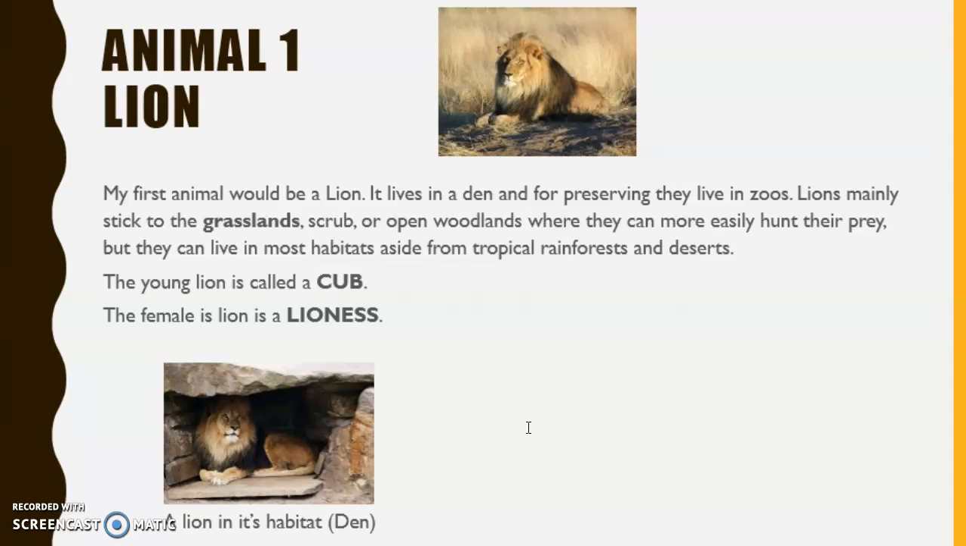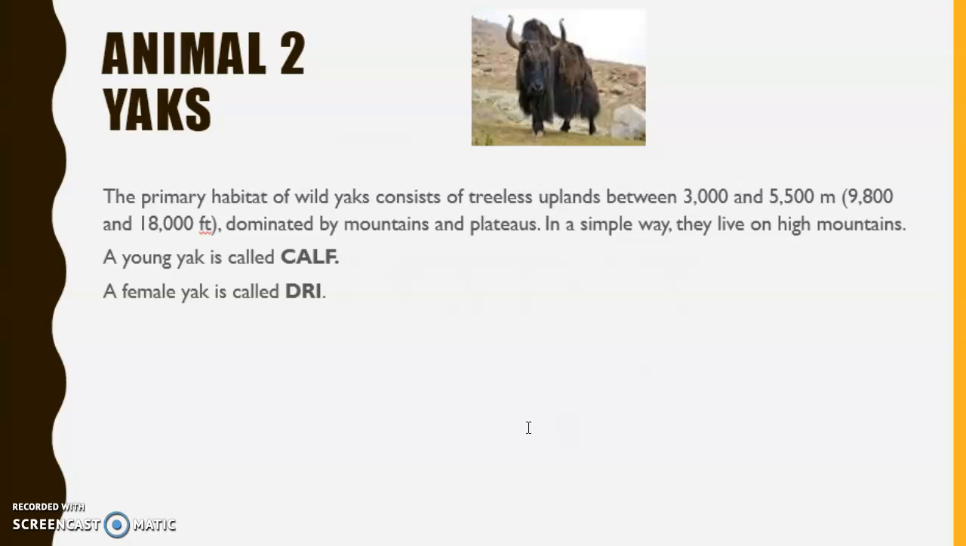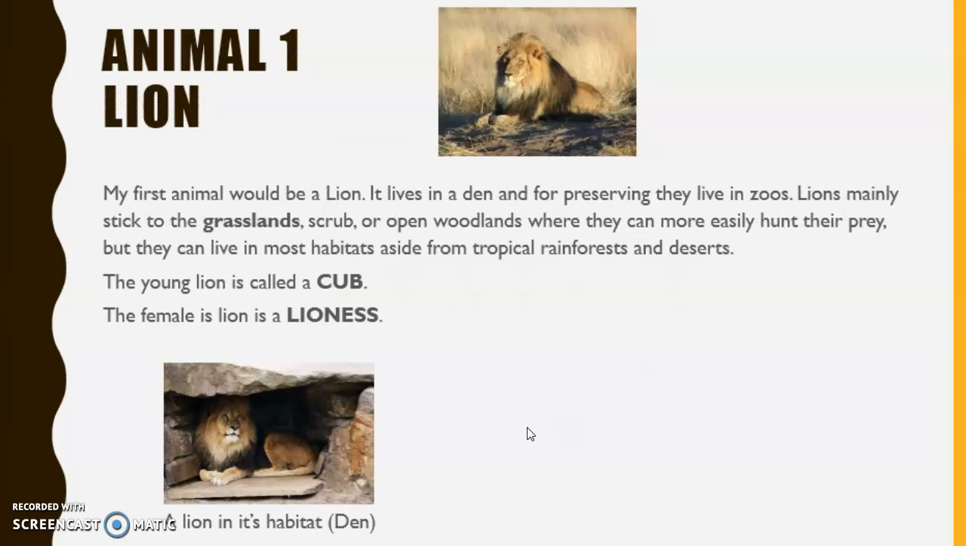Means like if they are in grasslands, etc., means you can find many deers, and so many other animals which are lions' prey. But they can live in most habitats aside from tropical rainforests and deserts. Okay, so the young one is called a cub and the female is called a lioness, and as you can see, a lion in its habitat or a den.